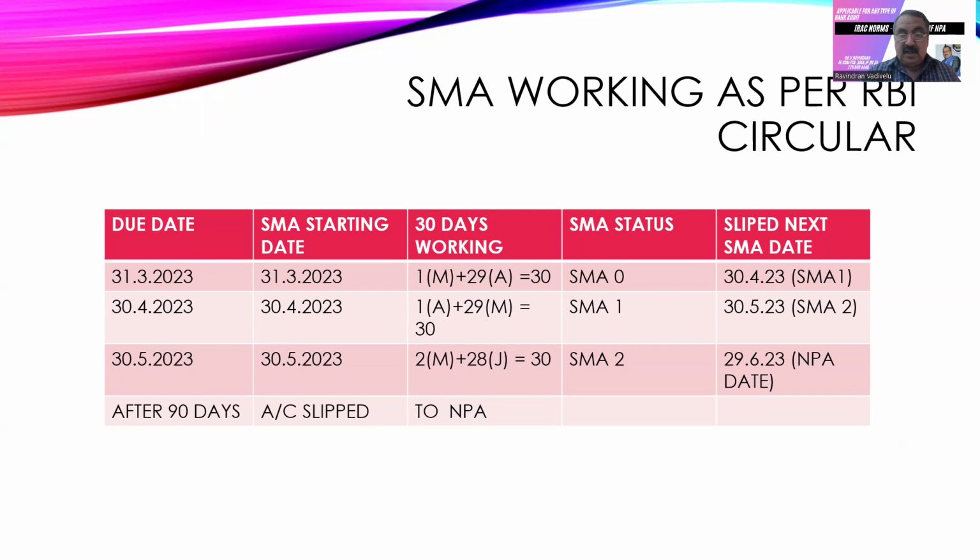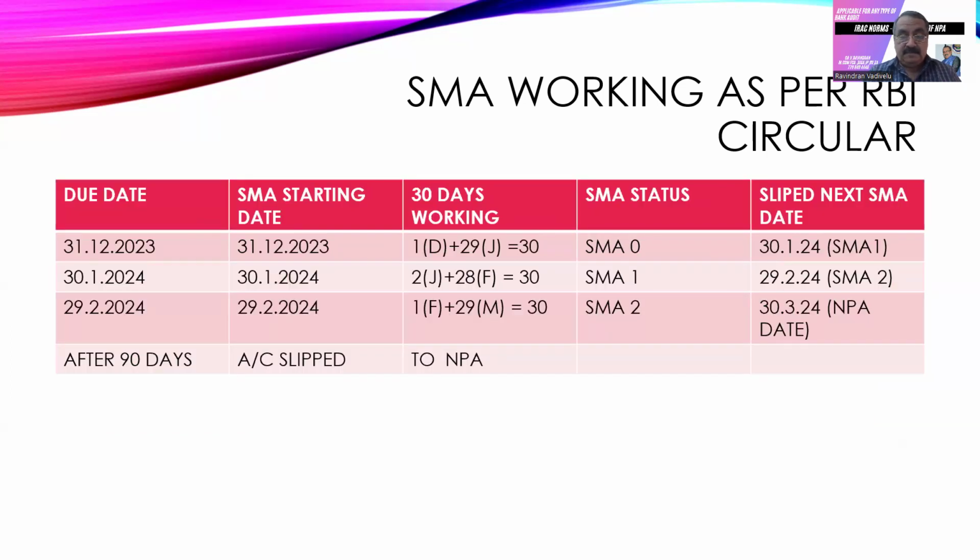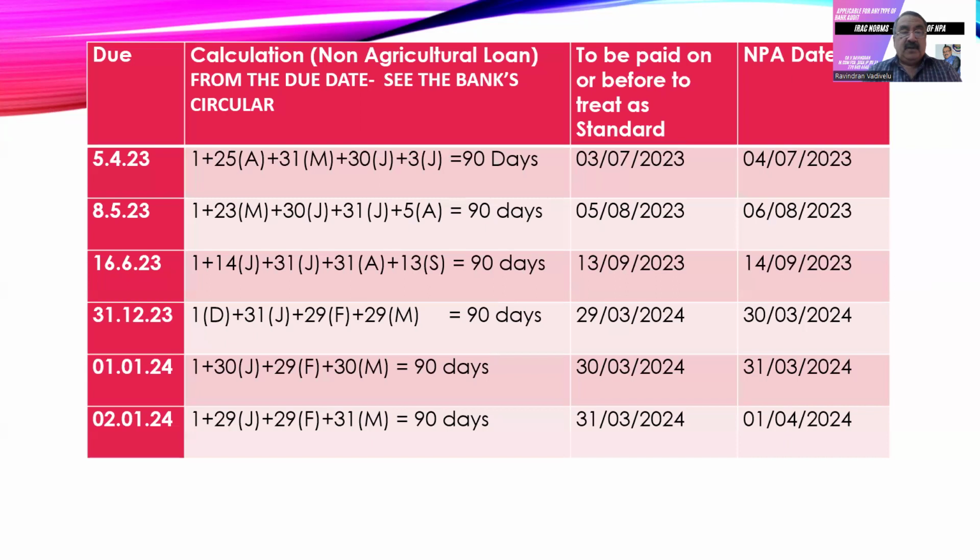And another thing, this is also another SMA working example for your easy understanding. This is 30/12/23. The SMA 0 ends on 29th January, then 28th February for SMA 1, and for SMA 2 it ends on 29th of March. Now, this I am giving for easy understanding.